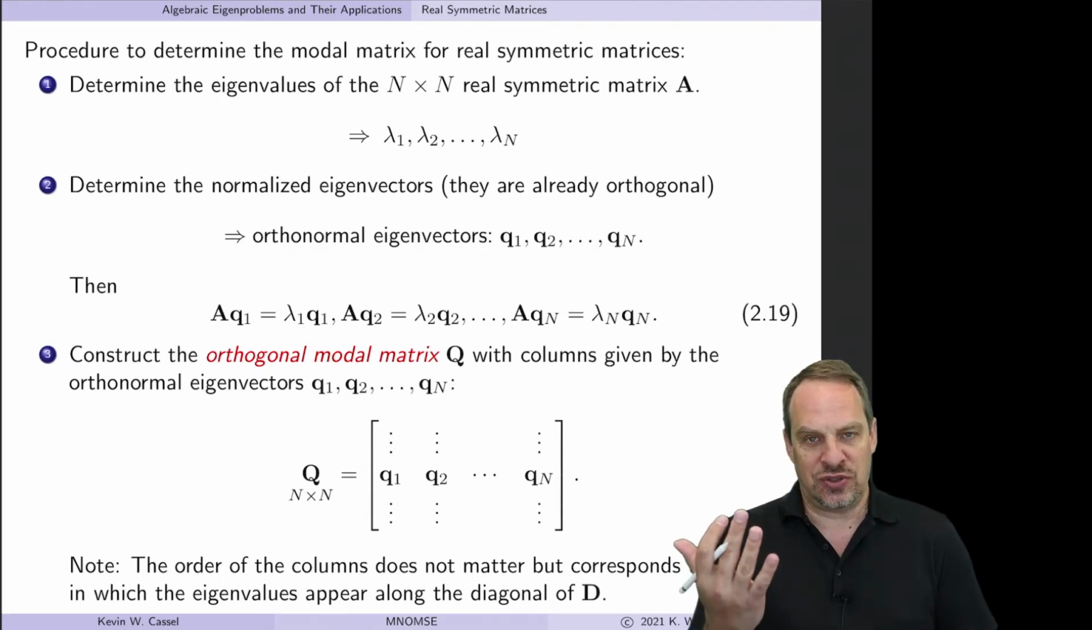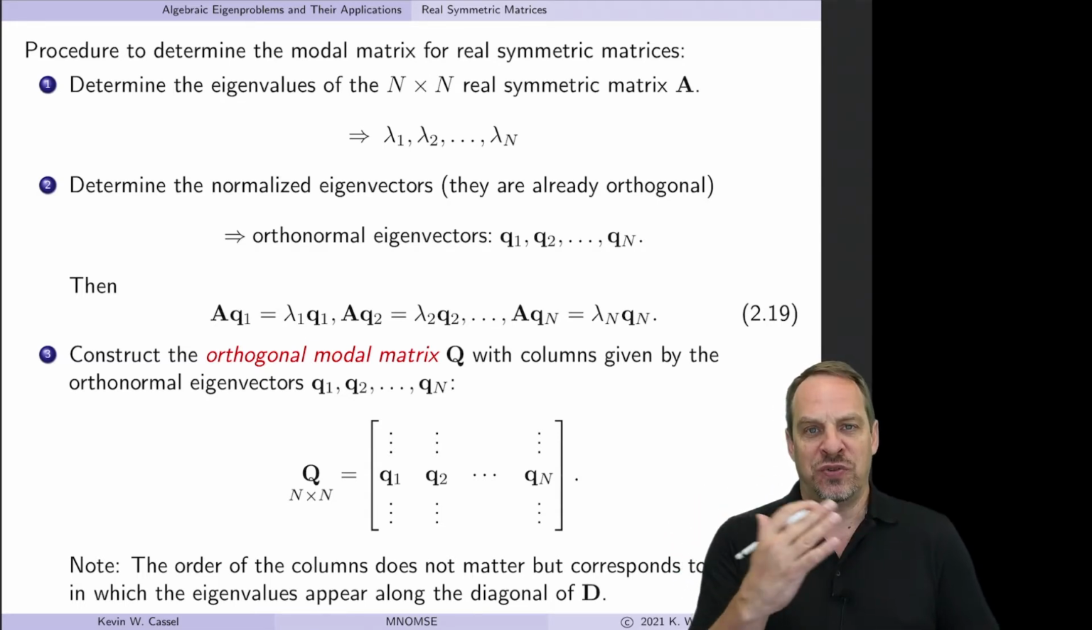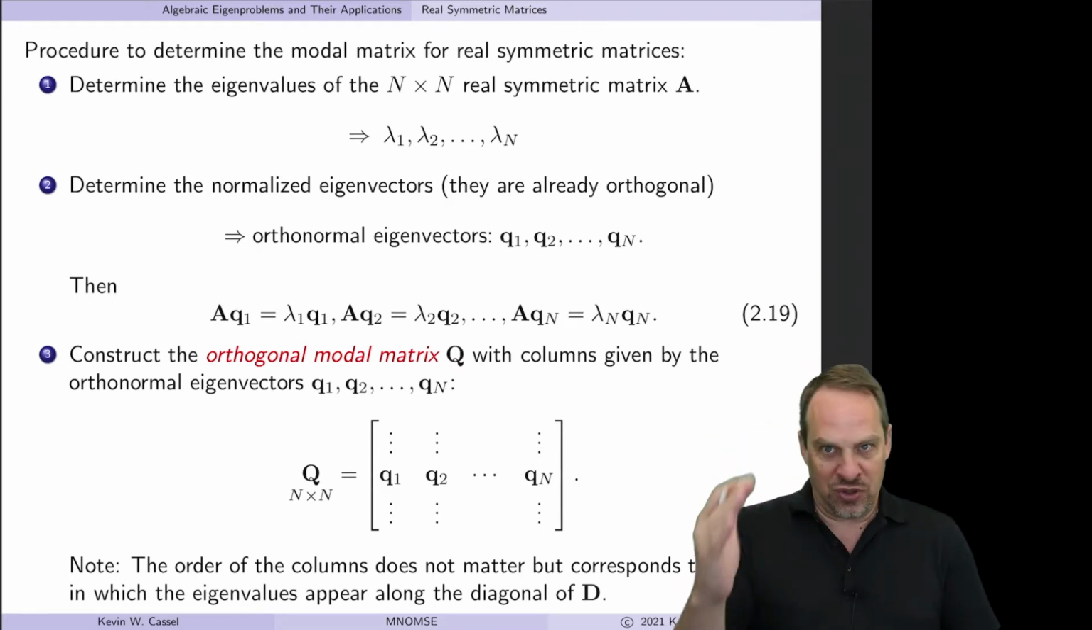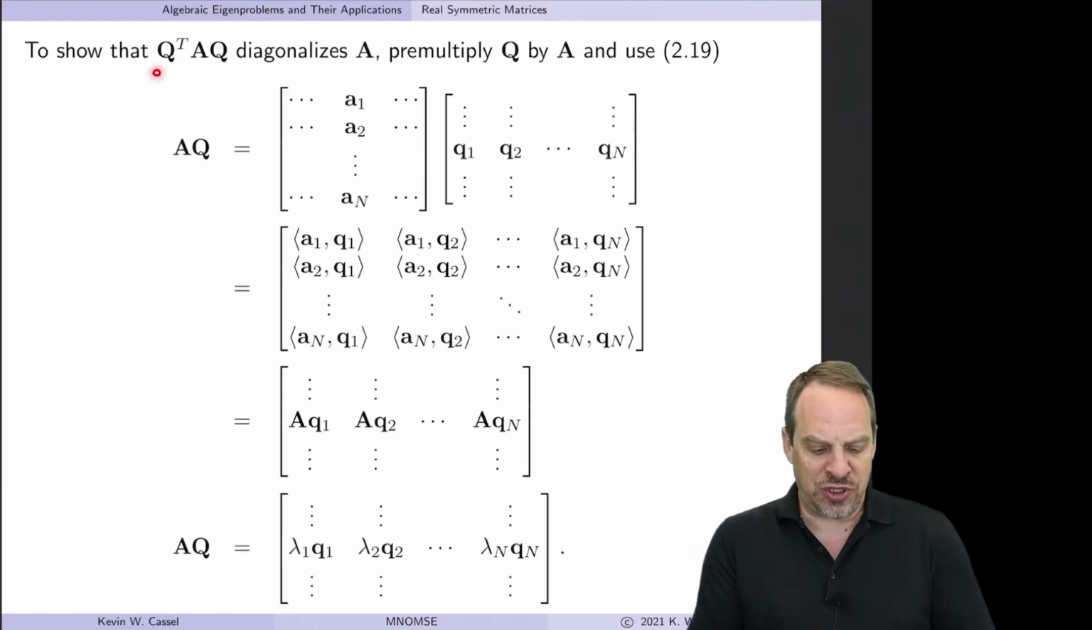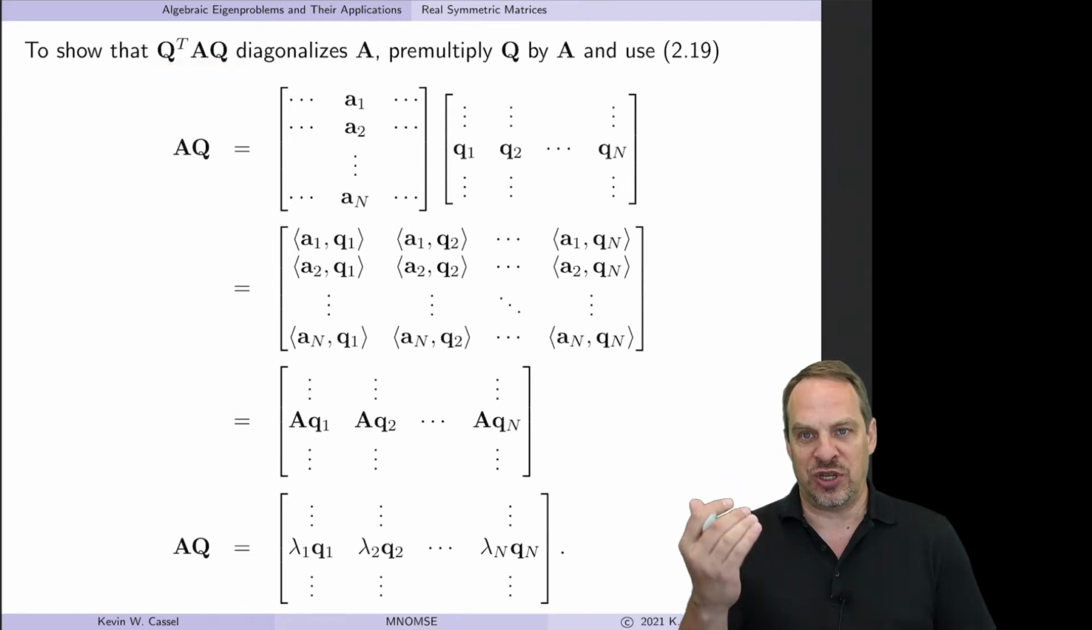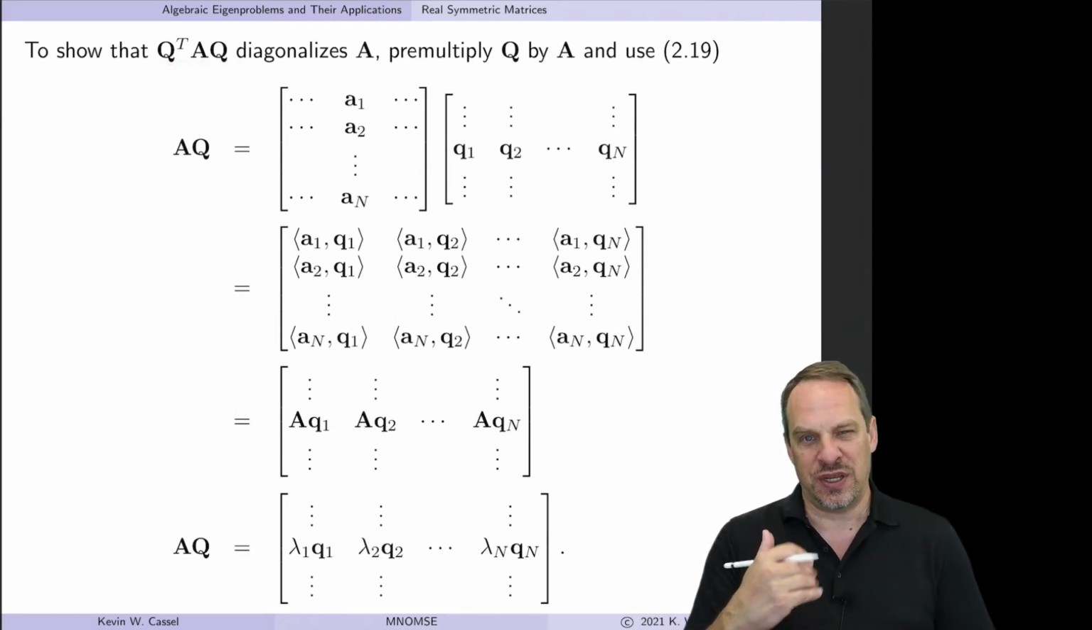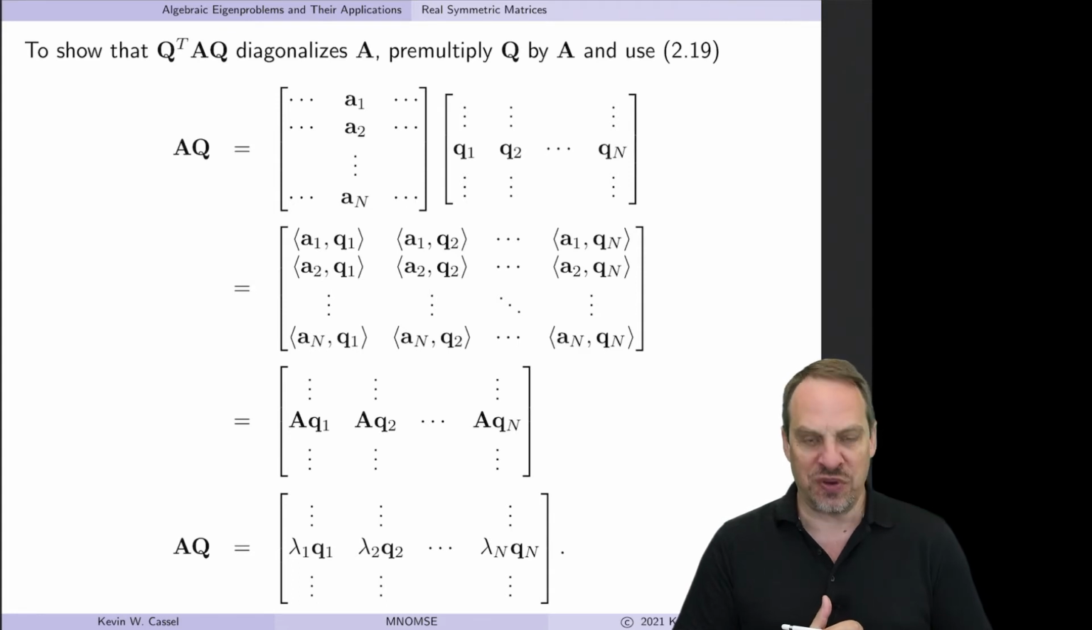It'll still do the diagonalization. The only difference will be how the corresponding eigenvalues are ordered in the diagonal matrix that will result. So let's show that indeed Q transpose times A times Q does do this diagonalization, and we'll see exactly what D is. And I just hinted at it a moment ago. It turns out to be very nice.